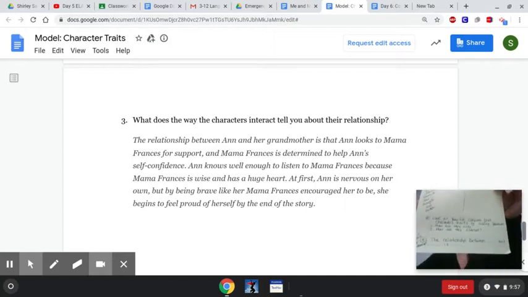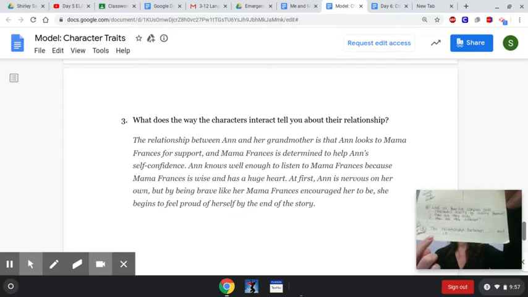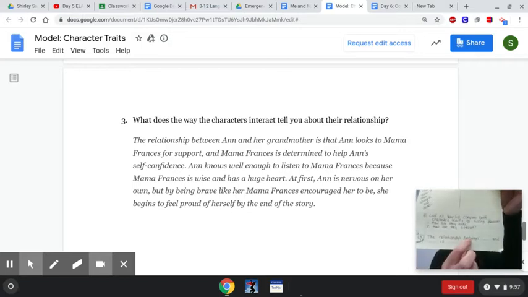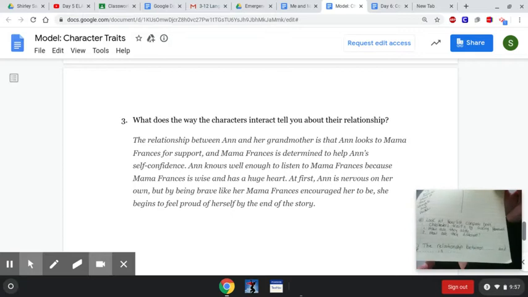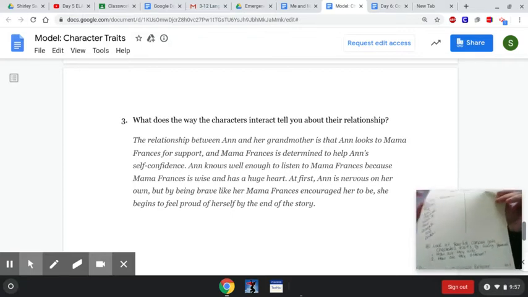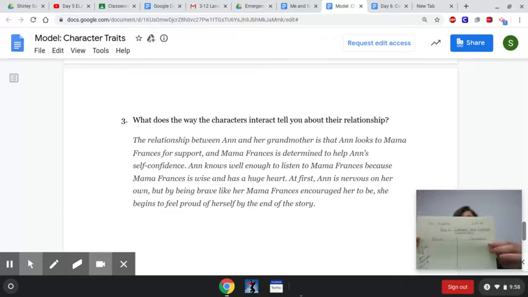And if you look real closely, I wrote a sentence frame that you can use. The relationship between, and you're going to write one character's name and the other character's name, is, and then you're going to tell me about their relationship based on what you've compared and contrasted about each individual character. Now, I've chosen Rose and Susanna.